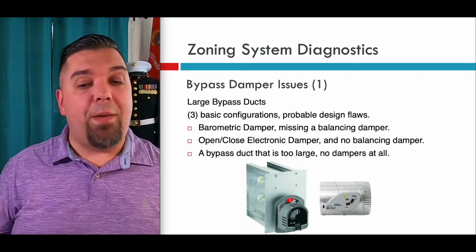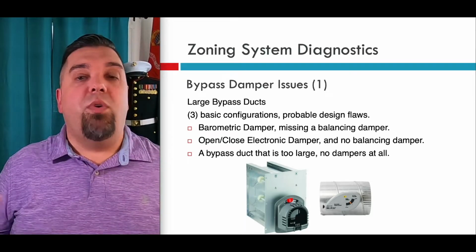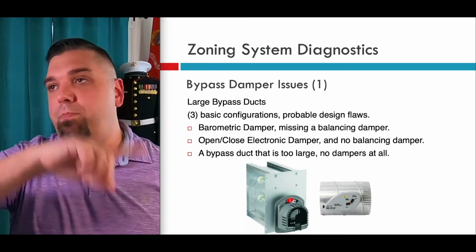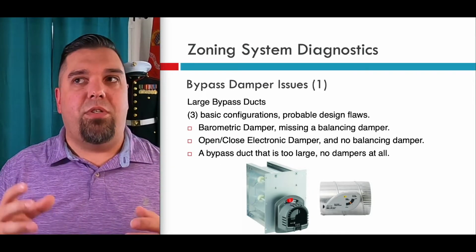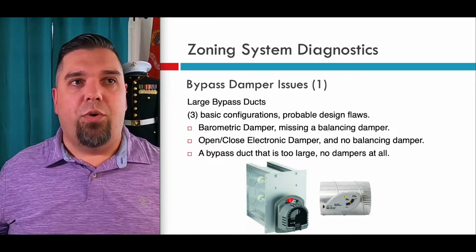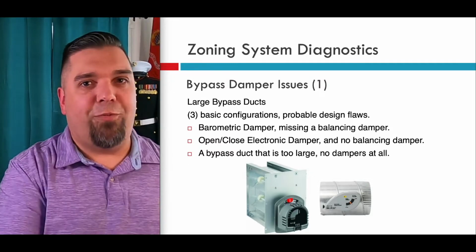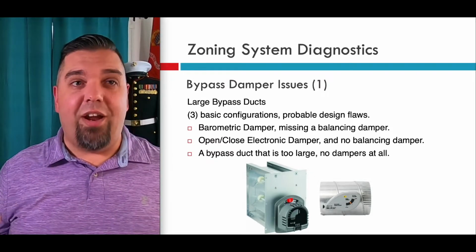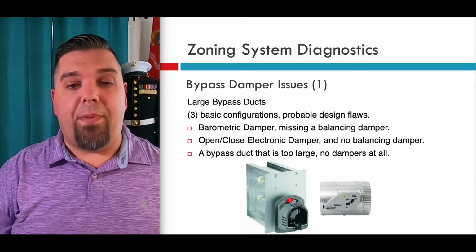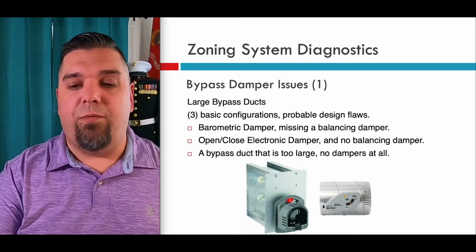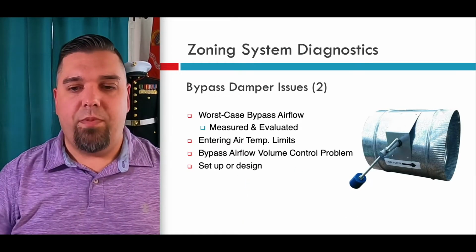And then of course a bypass duct that's just way too large without a damper at all, right? So you're just bypassing all that air, and it's a rat race, and it's does the thermostat satisfy first, or does the system hit limit, or does the coil freeze, right? And you're out there and you're scratching your head wondering why we're not cooling the air. Probably bypass air, right? That's usually the first thing you need to check on a zoning system.